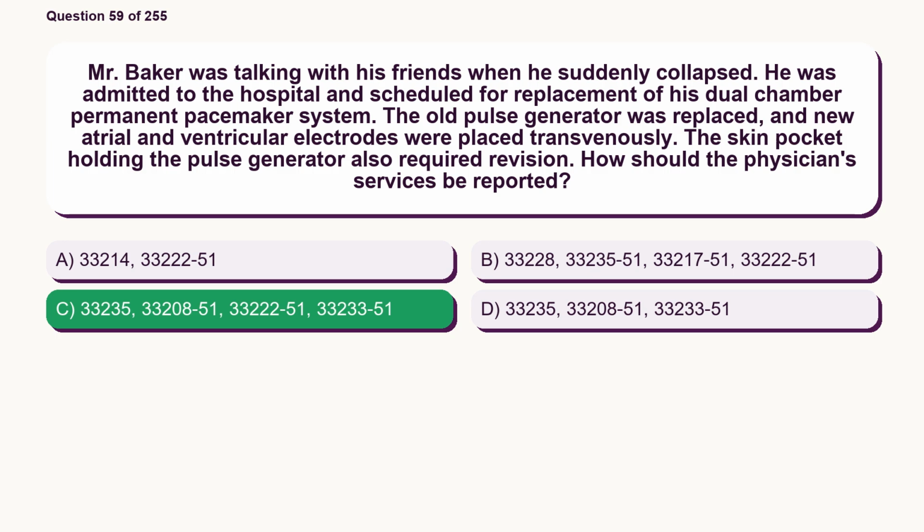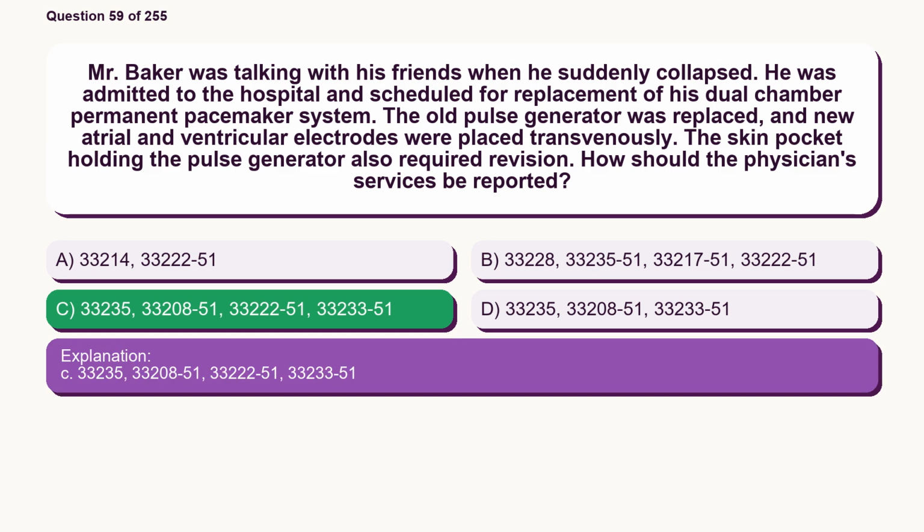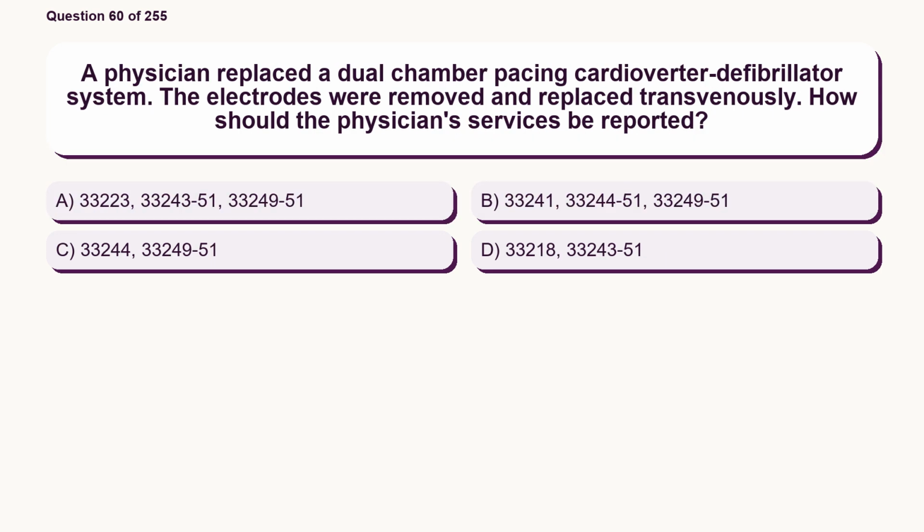33,235, 33,208 to 51, 33,222 to 51, 33,233 to 51. Question 60. A physician replaced a dual-chamber pacing cardioverter defibrillator system. The electrodes were removed and replaced transvenously. How should the physician's services be reported?